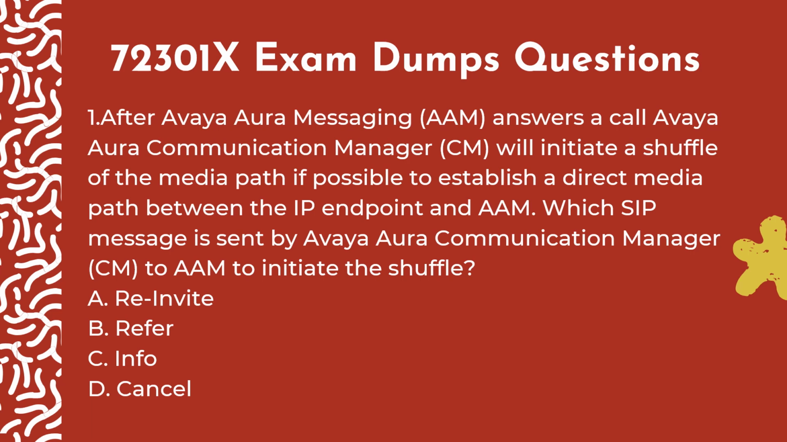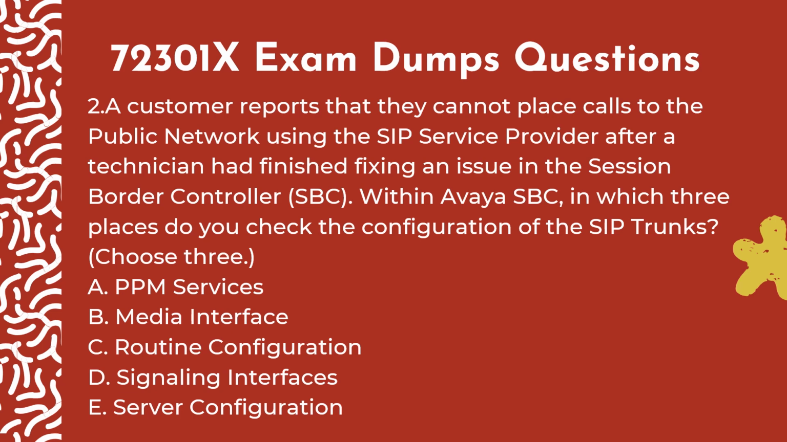1. After Avaya Aura Messaging (AAM) answers a call, Avaya Aura Communication Manager (CM) will initiate a shuffle of the media path if possible to establish a direct media path between the IP endpoint and AAM. Which SIP message is sent by CM to AAM to initiate the shuffle? A. Re-invite, B. Refer, C. Info, D. Cancel.